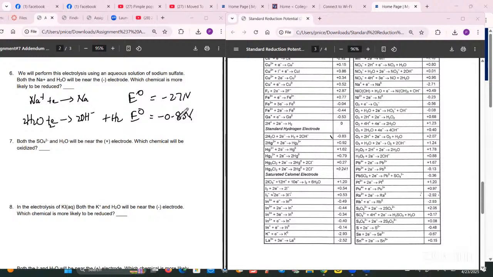The one that is higher in value is the one that's more likely to occur, right? So when we compare these two, we see that this is higher. Therefore the answer is that the one that's more likely to be reduced would be the water at the cathode. And that's it, right? So that's how you determine which of the two substances attracted to the cathode will undergo reduction, all right?